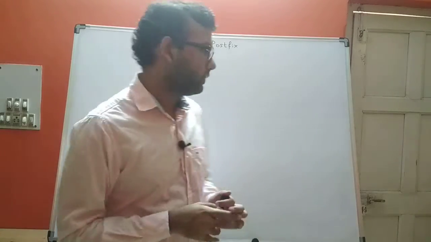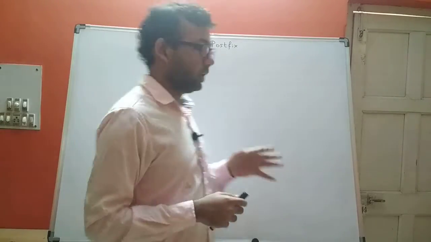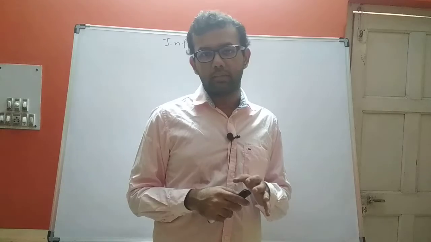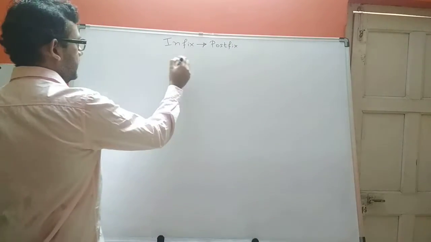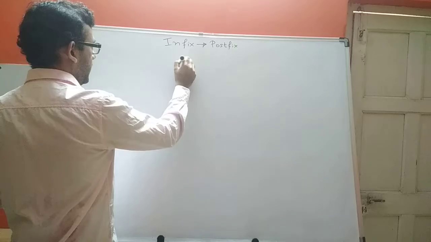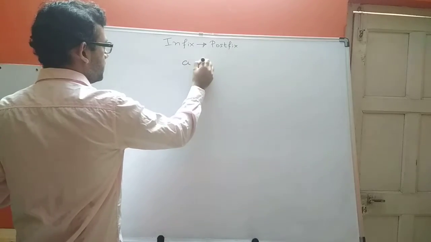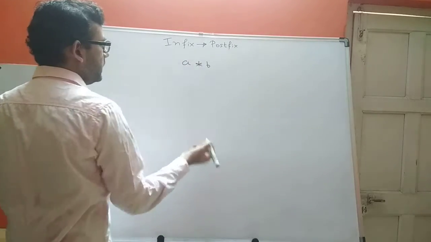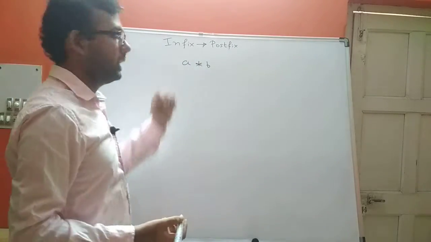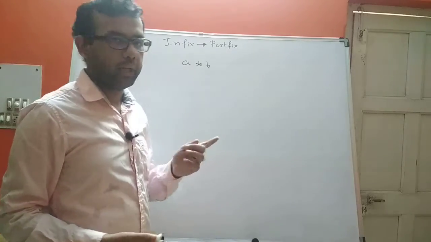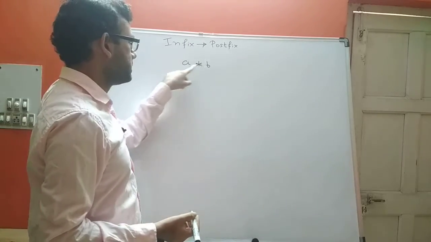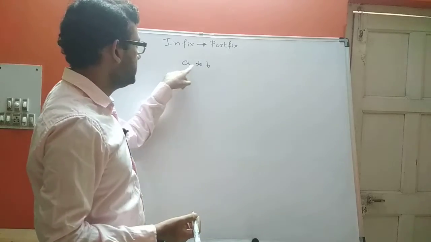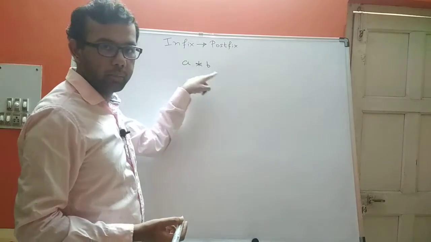Now, first I'll give you a brief overview of what an infix expression, a prefix expression, and a postfix expression look like. So let's say I have an expression of this sort: A star B. This is the kind of mathematical expression we are used to, right? Where the operator appears between the two operands. What are my operands? My operands are my variables. A and B are my operands.